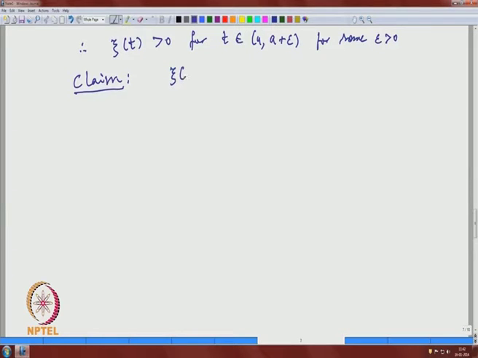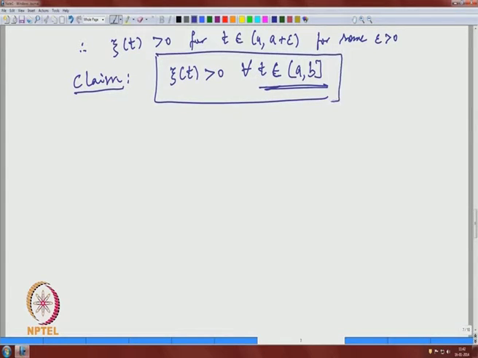So claim, this is again a very simple calculus argument: J t is positive for all t in (a, b]. So up to b the J remains positive. So only at a it may be 0 or it may be positive. So that is the claim. Once we have this, the proof follows very easily, and this is also a very simple argument. So, a calculus argument, suppose not.